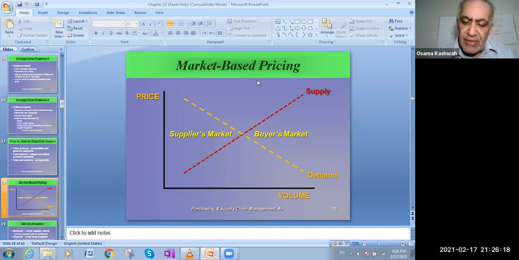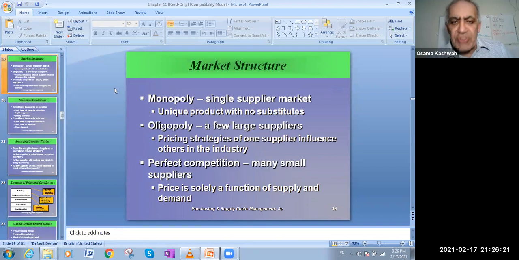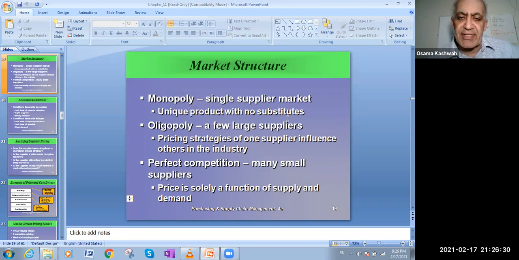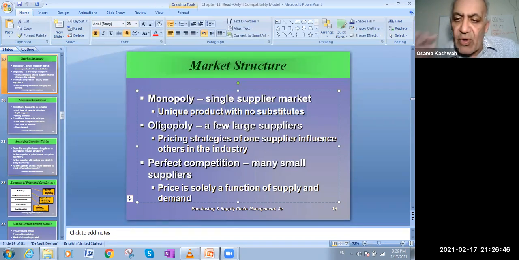Now we'll go to another one, which is the types of markets which we have. So we have a monopoly market. The monopoly means a single-supplier market. There is only one supplier in the market, so he has power over the whole market. He can determine the prices. It is a unique product with no substitutes, and it is controlled by one or a few, or we can say one. It is better to say one producer.